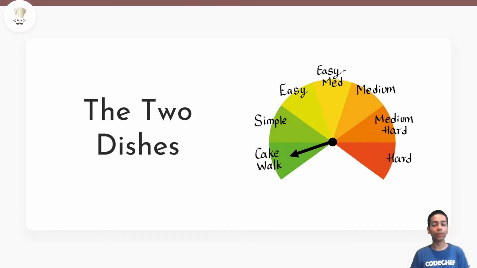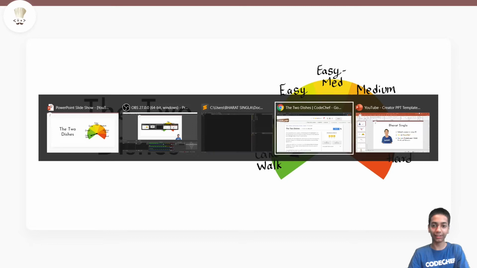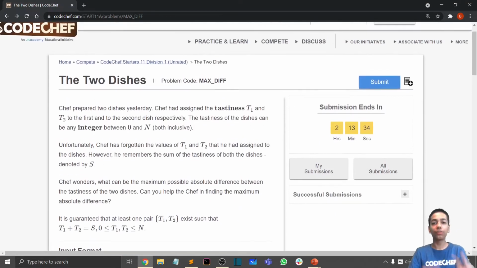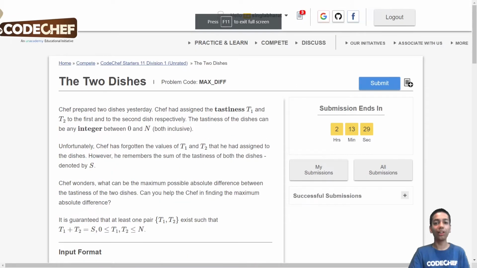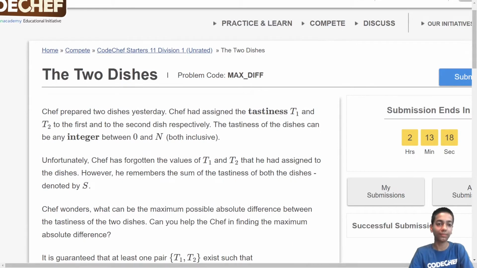Today let us discuss the problem, The Two Dishes from CodeChef's first September Starters. The difficulty is cakewalk and let's quickly have a look at it. So fun fact, I haven't seen the problem yet, I haven't solved the problem yet. All I know is that since the difficulty is cakewalk, I should be able to solve it. And through this unique pedagogy, I hope that you will be able to understand how to approach the problem.